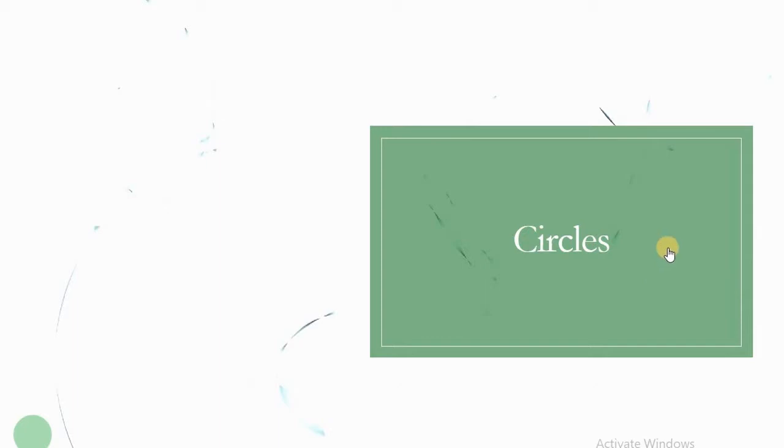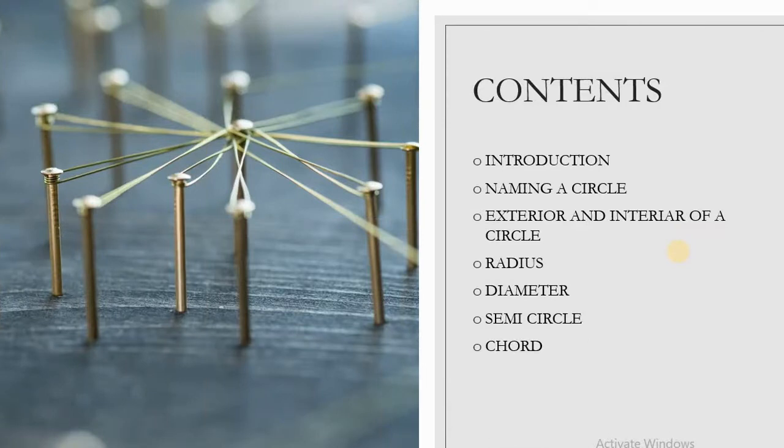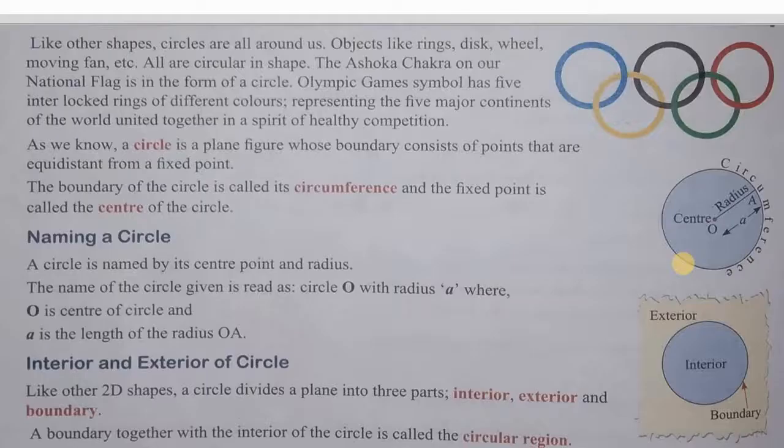Today I'm going to talk about the chapter circles. So let's get started. The contents we are going to see today are: introduction to circles, how to name a circle, what are the interior and exterior parts of the circle, then what is a radius, what is a diameter, what is a semicircle, and what is a chord of a circle.